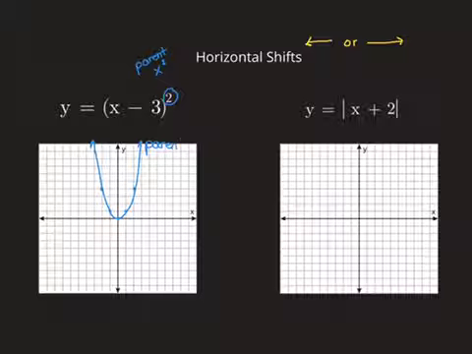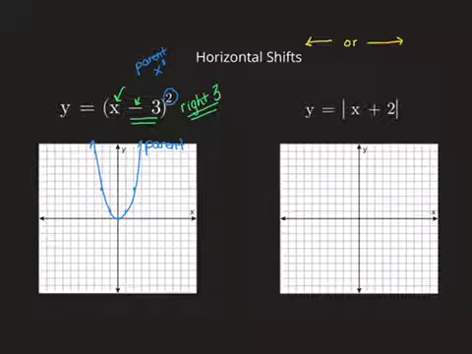Now this time we've added this -3, but notice that it's inside the parentheses with the x. That's how we know that it's a horizontal shift and not a vertical one. Now these horizontal shifts are going to kind of do the opposite of what we would think. So this is actually going to move our entire graph to the right 3. So we see the minus sign and we think it's going to move to the left, but it's actually going to move in the opposite direction. It's going to move to the right 3.